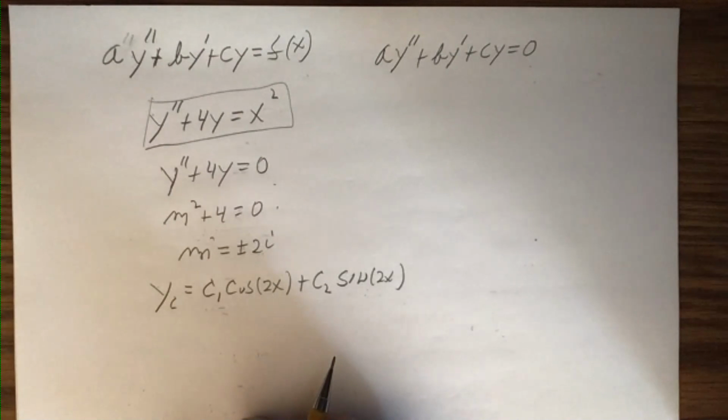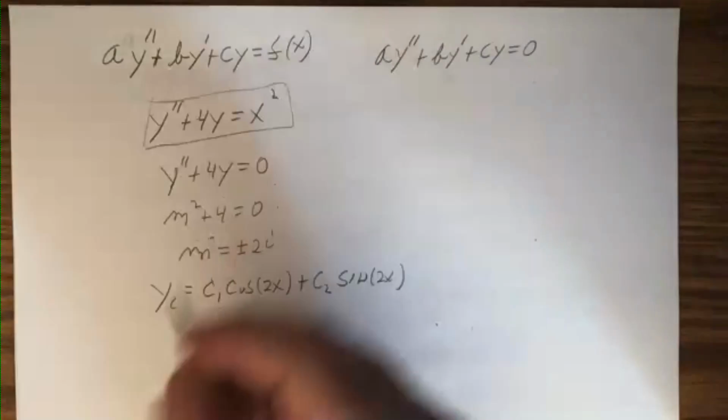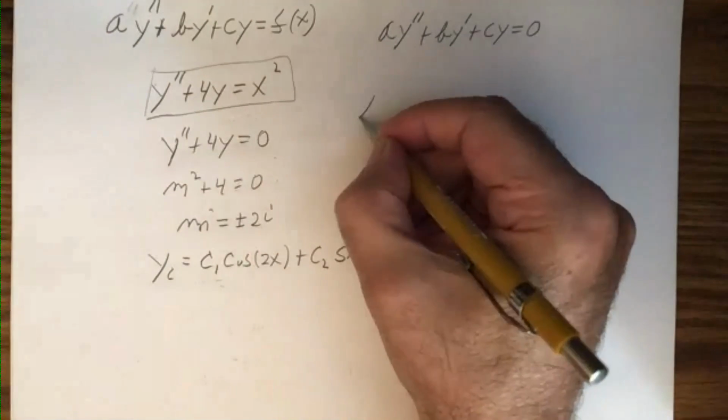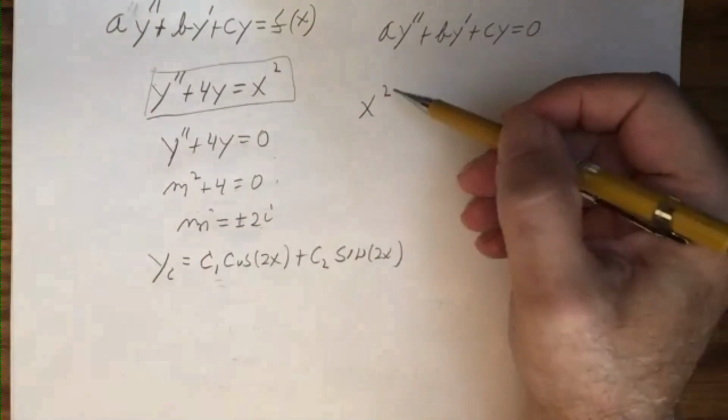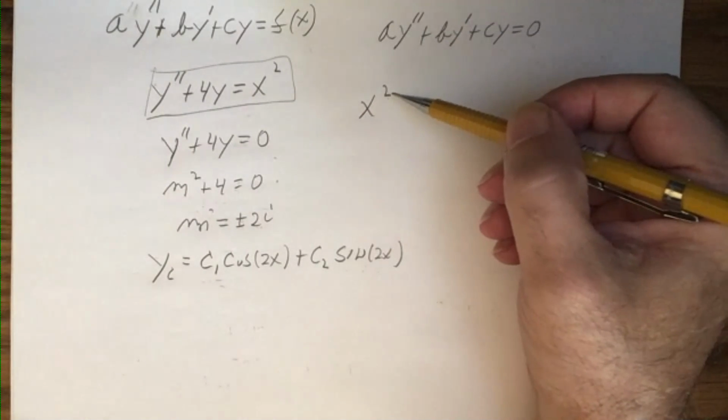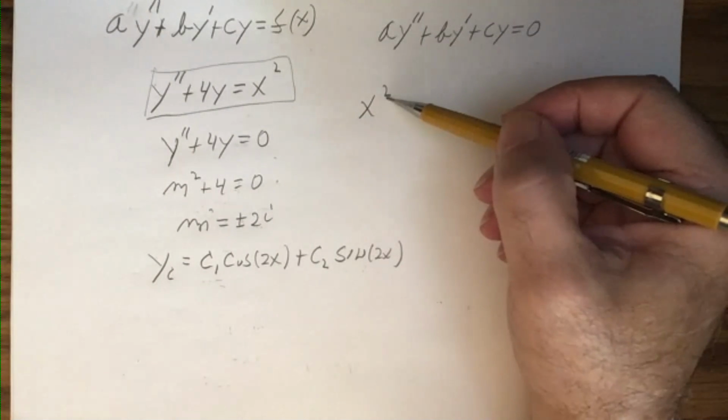Okay. Now I want to find the particular solution. The way we find the particular solution is that I have this function here. This is x squared. I assume a solution that, by the way, this is called the method of undetermined coefficients.